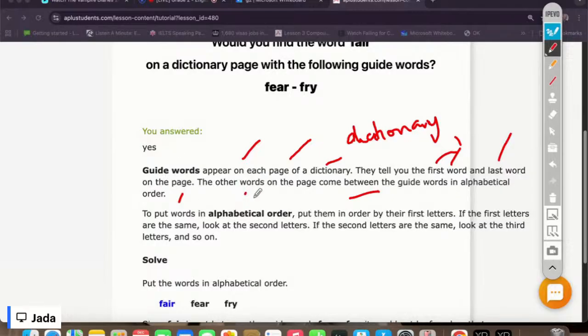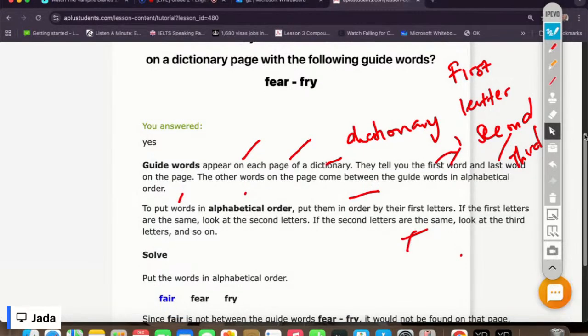So to put words in alphabetical order, put them in order by their first letter. So you have to start with the first letter. Then, if the first letter is the same, you have to look at the second. And if the second is the same, you have to look at the third. And that's how it goes on and on. So first thing first, you look at the first letter. If the first letter is the same, you look at the second. If the second is the same, you look at the third. Okay?